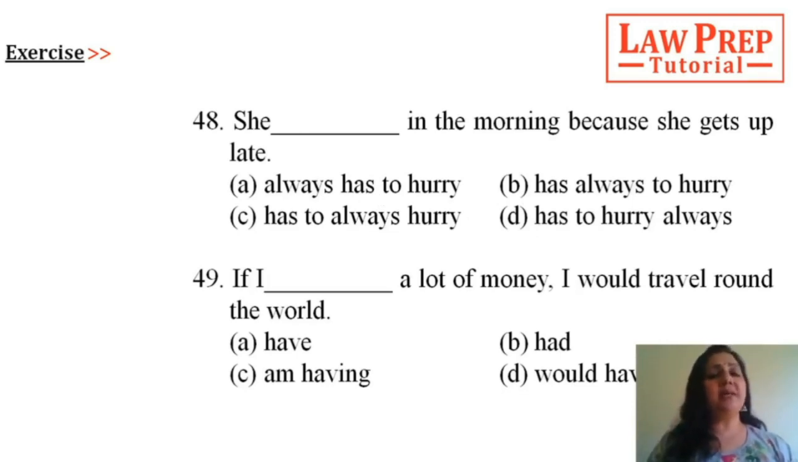She always has to hurry in the morning because she gets up late. If I had a lot of money, I would travel around the world. So now the rule applied. I have used always before the verb, so adverb of frequency, simple present or present perfect is used. And the second thing to be kept in mind with adverbs of frequency is that an adverb of frequency is used before the verb, always before the verb.